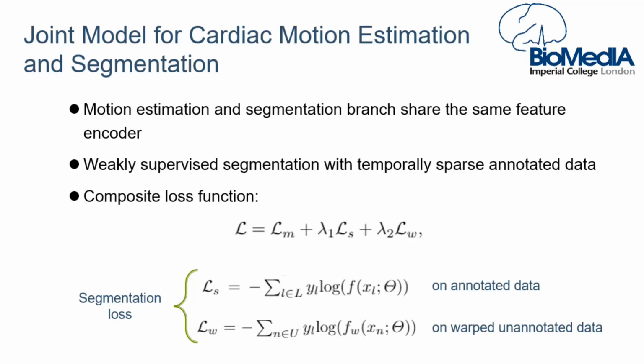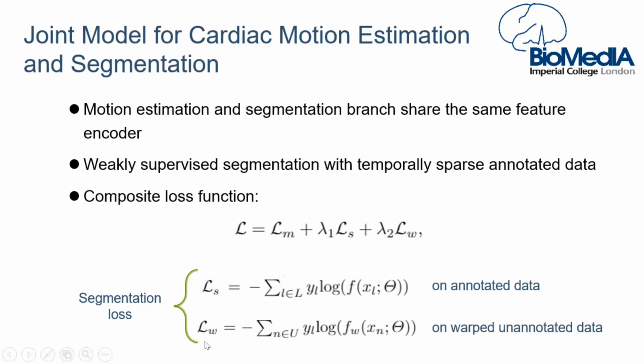So we find that by coupling these two tasks, the features learned from the motion estimation can actually facilitate the learning for the segmentation. This can also be viewed as weakly supervised segmentation, because the segmentation network can utilize the features that have been explored from those unlabeled data by training the motion estimation branch.